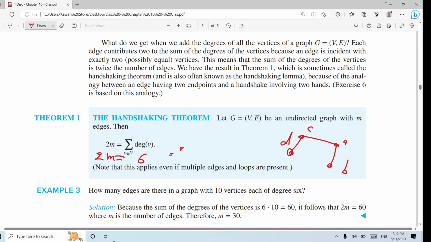M equal to what? 3. It means that the real number of edges is 3. And this is a small example. You can check it by thinking about a network, like your network. That's why, in cryptography, there's a relation between networking and math.